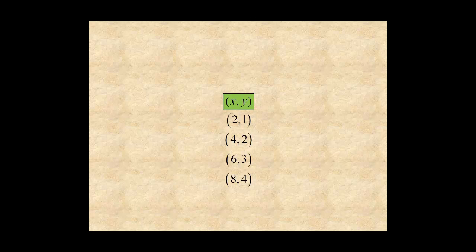In this case, the second number is 1/2 of the first number. For example, if you input x equals 4, the output is y equals 1/2 times 4 equals 2. So for an input x equals 4, there's an output y equals 2.